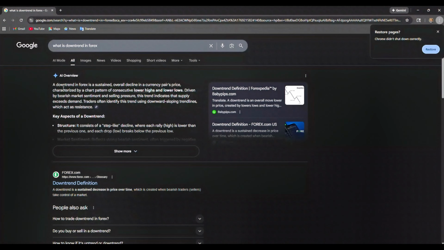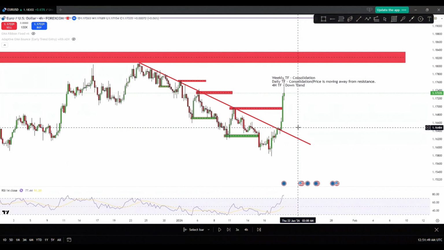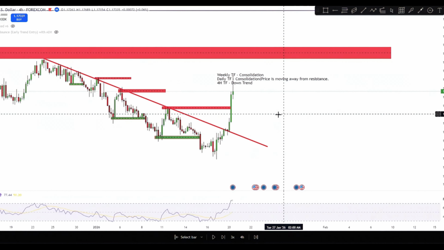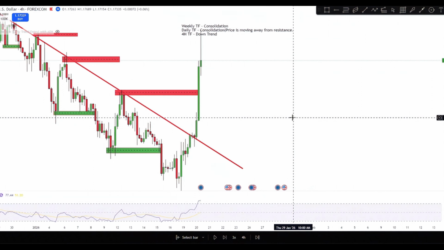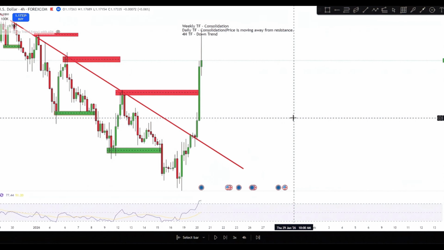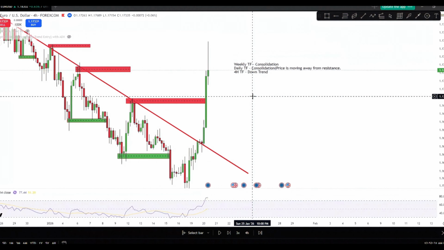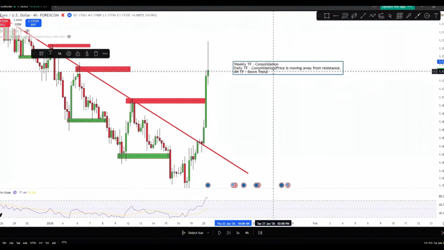So according to Google, a downtrend in Forex is a sustained overall decline in a currency pair's price. It is characterized by a chart pattern of consecutive lower highs and lower lows. So if at any point the candlestick pattern is not showing you lower highs and lower lows, then it is not a downtrend. So what we should be looking for next on the 4-hour chart is for price action to give you a pullback to form a higher low. And if we're going to get a pullback on the 4-hour chart, we're also going to get a pullback on the 1-hour chart, and we're going to get a downtrend on the 15-minute time frame.